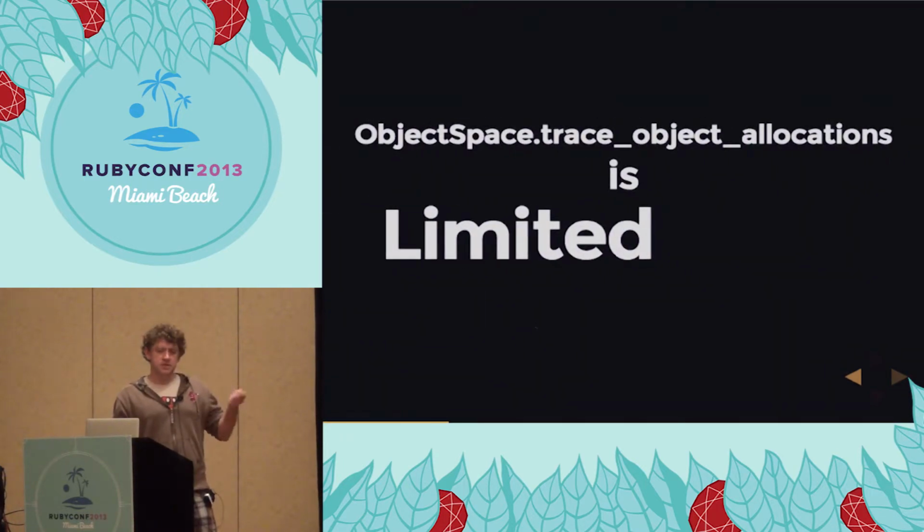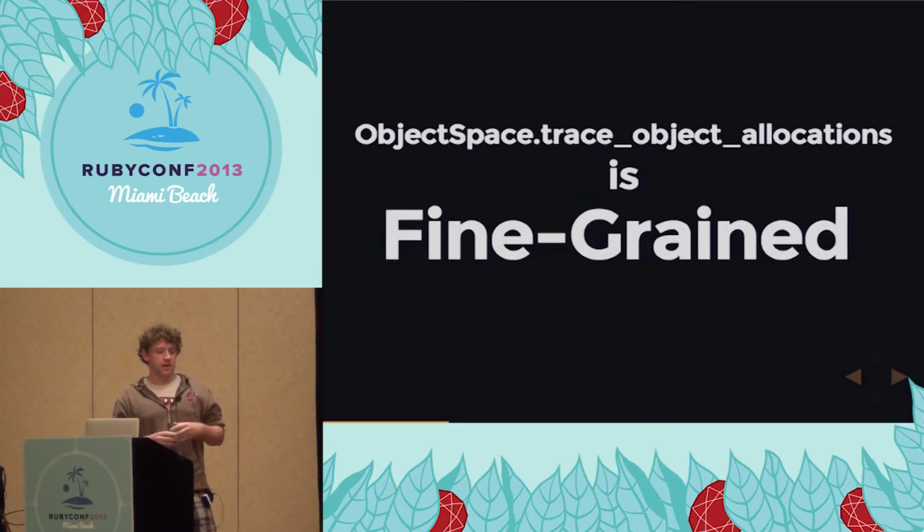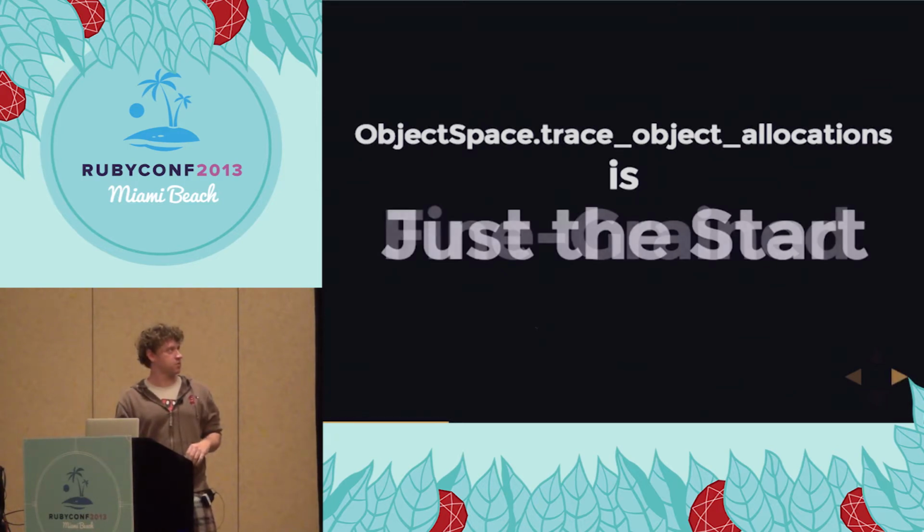So that feature seemed neat, but it was pretty limited. I had to have a handle on an object and say, hey, Ruby, what file allocated this? And what line number? You have to have your hands on these objects if you want to find out where they were allocated. And it's really fine-grained. It's telling us information about each single allocation. So this isn't terribly useful without some more work ahead of us. So it's just the start.